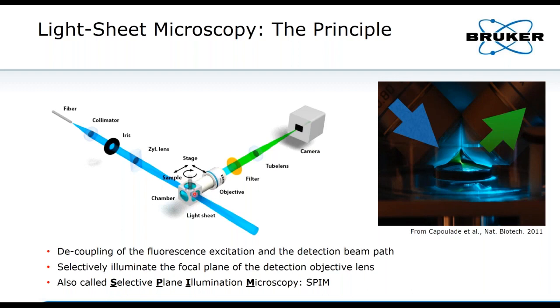And this light sheet then happens to be in the focal plane of a second optical path, which is this detection path that you see here, which is a quite conventional wide field detection scheme with fluorescence filters, a tube lens, and then a high-end camera like an EMCCD or an SCMOS camera. That's the idea, and this provides a lot of advantages compared to confocal imaging, for example.